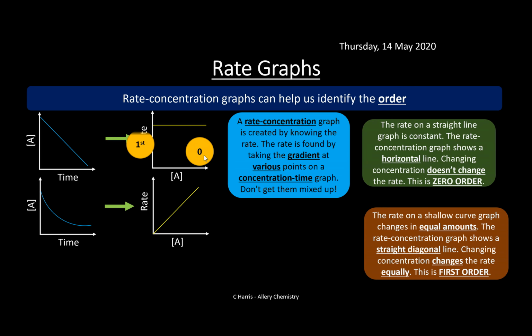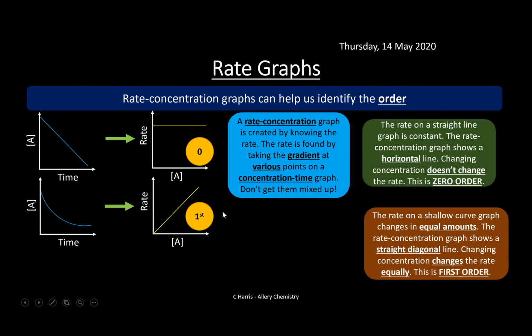The rate on a shallow curve graph changes in equal amounts. So the rate concentration graph shows a straight diagonal line, and changing the concentration changes the rate. So this is first order, so it changes it equally. You can see here, if we take the gradient, or the tangent, should we say, across various points on this curve, and then we take the rates of each of them, that's the gradient, and we plot those rates against concentration, and we get a straight diagonal line, we get something which is first order.